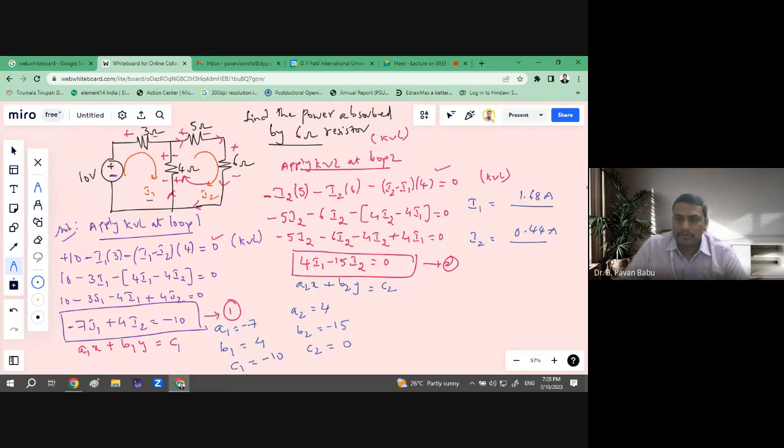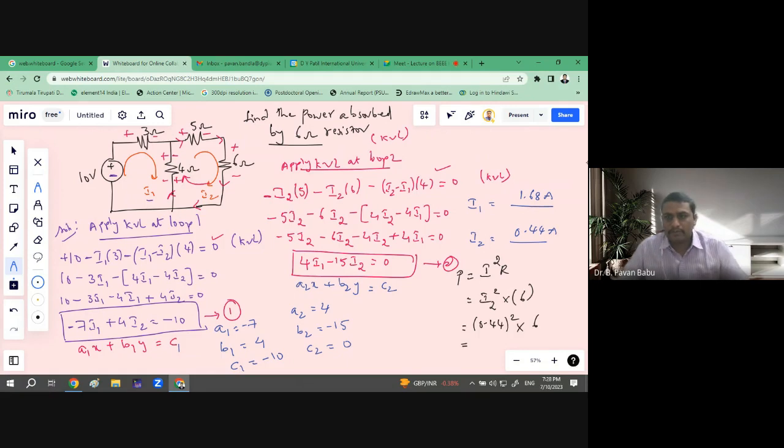So what is the power absorbed by a resistor? P equal to I square R, or we can use V square by R. Anyhow, we know the current flowing through this 6 ohm resistor, which is I2. So hence we can go for this formula. I square R. So actually it is I2 square into R value. What is the R value there? They have asked for 6 ohms. So we can just write 6. And what is I2 here? 0.44. So it is 0.44 whole square into 6.